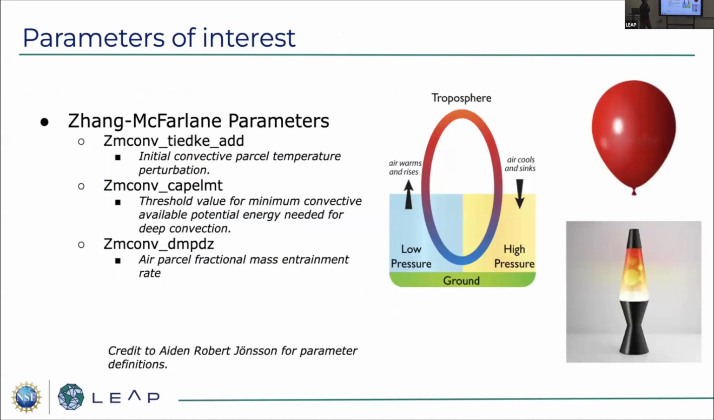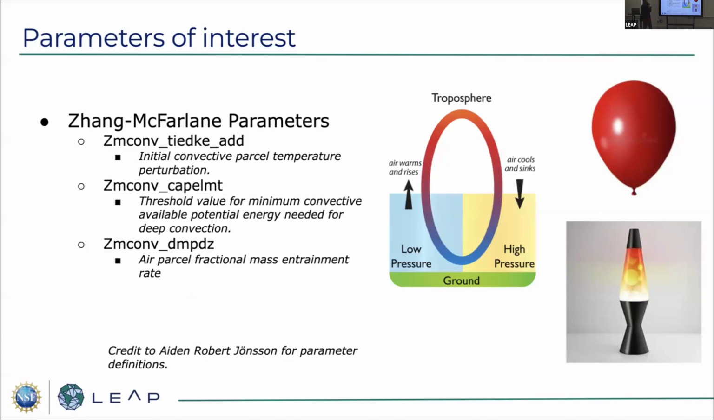So what are these parameters and what do they do? The first one, TEACT_add, basically just controls the initial convective parcel temperature perturbation. Oh my God, that's so many words. What does that mean? Think of a lava lamp as your classical example for convection. When you turn on that lava lamp, the waxy bubbles at the bottom heat up and that drives the motion of the lava lamp. That's what we're doing within our simulation at the beginning, and that's what we're controlling through this parameter.